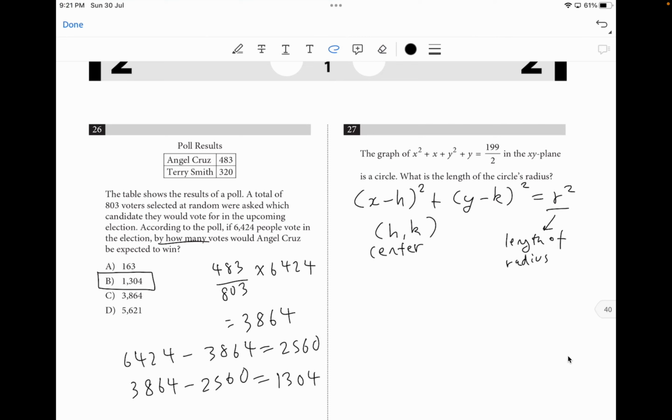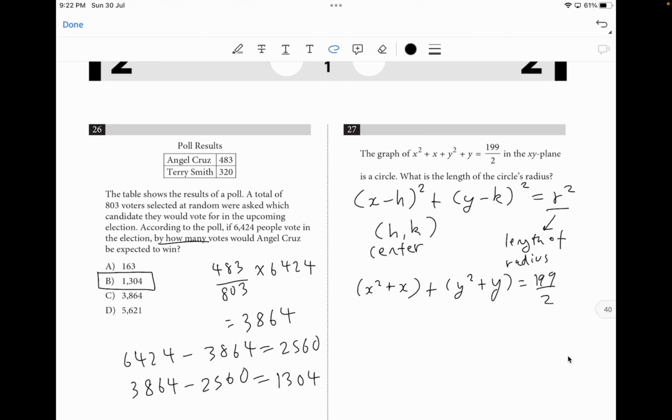So you can do this by completing the square. I've seen some people use the completing the square method for circle equations, so that's the method we're going to use here. We're going to group these terms: x squared plus x, grouped together, plus y squared plus y is equal to 199 divided by 2.